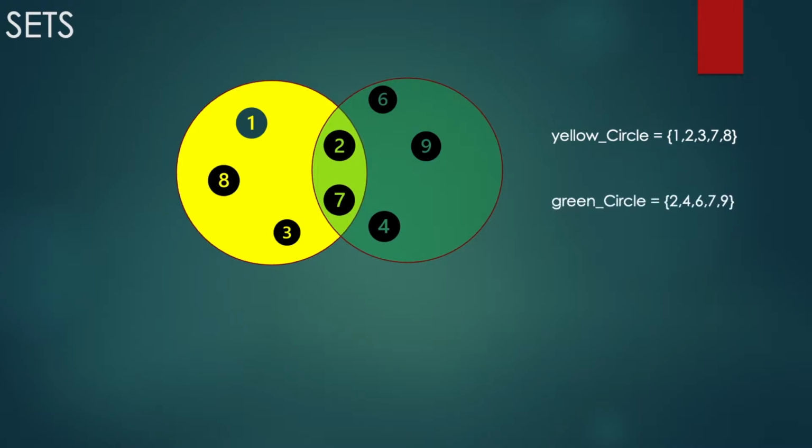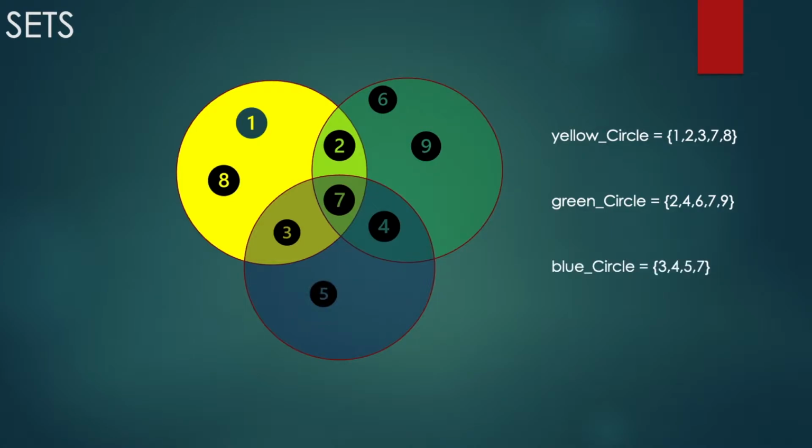And if we have another circle, the blue circle, which also has some intersections with the above two circles. So these are sets, and we can deal with yellow as a set of numbers, the green circle is a set of numbers, and the blue circle is also a set of numbers.